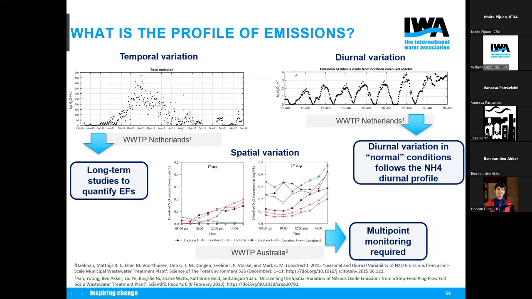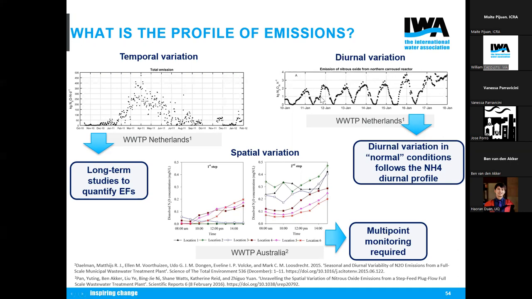To better understand the results and the work undertaken, let's first see some typical profiles of nitrous oxide. As you can see in the figure on the top left, there is a huge seasonal variation. This is an example from a wastewater treatment plant in the Netherlands, and we can see that along the year, emissions can be from almost zero to up to 200 kilograms of N2O per day. Studies have also shown that it is possible for emissions to vary from one year to the next. This means that long-term campaigns are necessary to quantify emission factors, and that any mitigation strategy needs to be dynamic to cope with the dynamic variation of triggering factors.